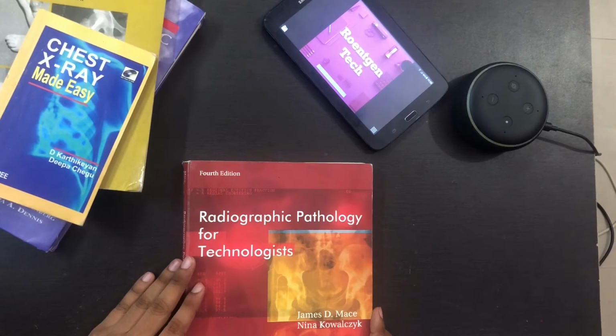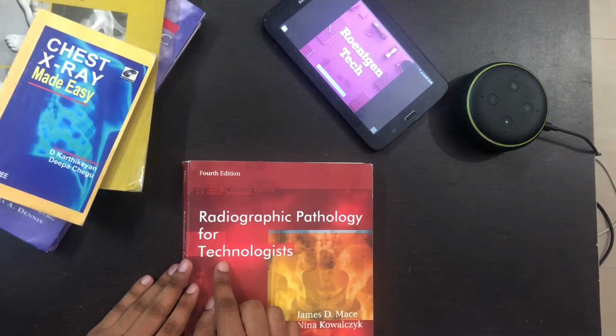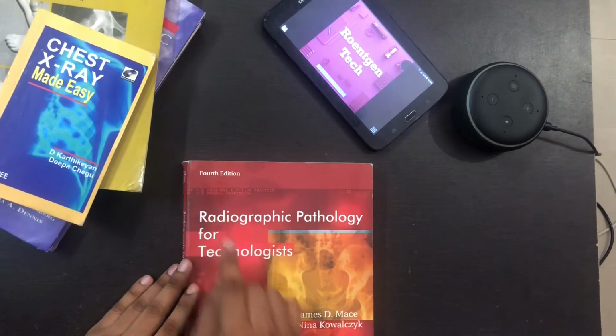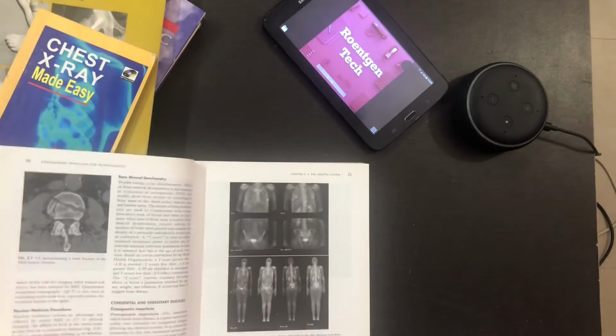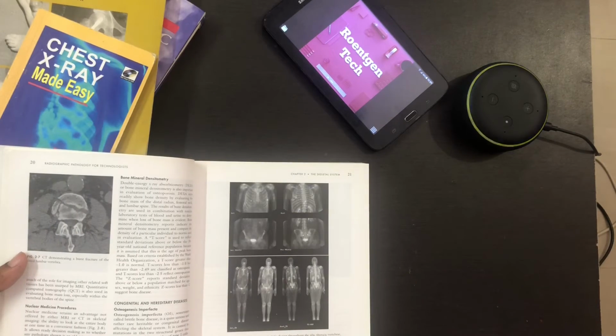Let's talk about pathology. Pathology is one of the most complicated subjects in my opinion. I studied pathology by combining many books for better understanding. Let's talk about the first book. The name of the book is Radiographic Pathology for Technologists, 4th edition, written by James D. Mays and Nina Kowalczyk. You will get a basic idea of pathology, enough for radio technologists.